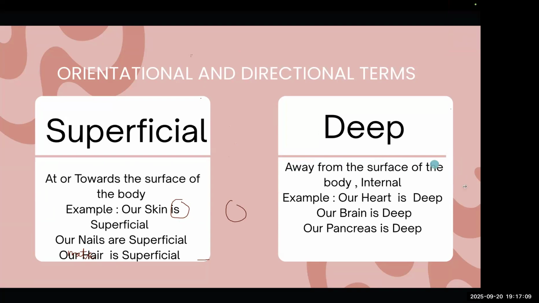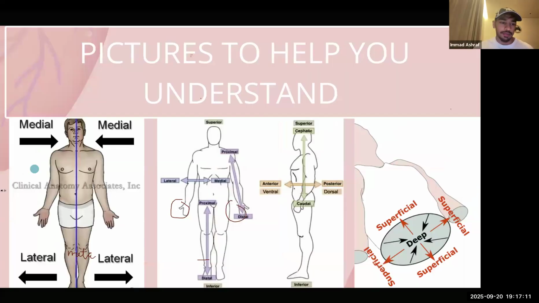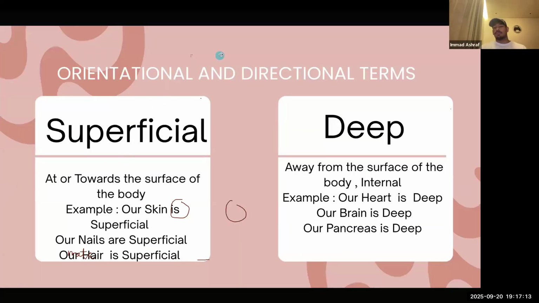And now we have, I think this is the last one before we move to pictures, right? So we have superficial and deep, and this is really easy. If you have anything that's at the surface of your body, that's superficial. If you have anything that's within your body, that's deep. So your skin is at the surface, it's superficial. Your nails, they're superficial. Your hair, it's superficial, right? And then deep, it's anything that's within your body. So internal, right? Our heart is deep.